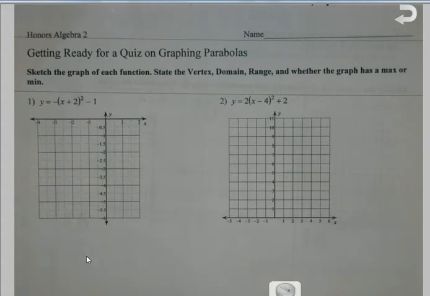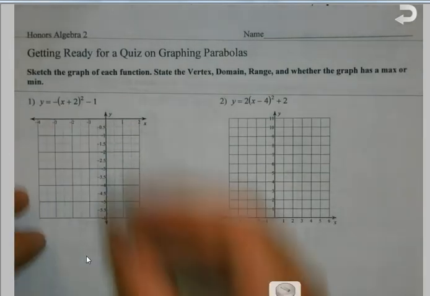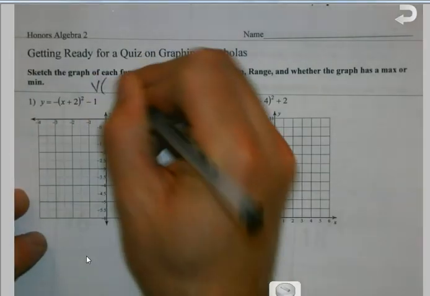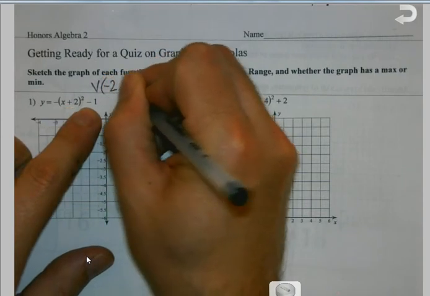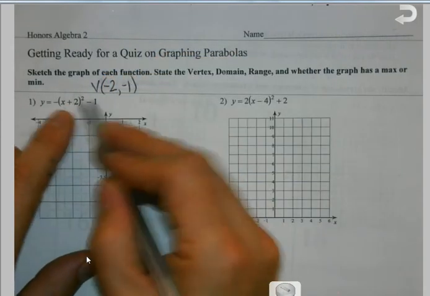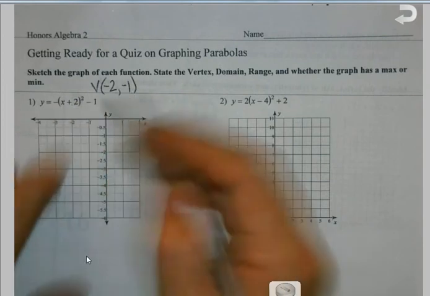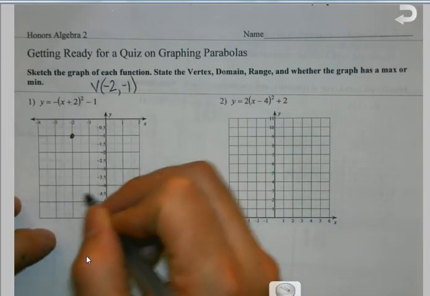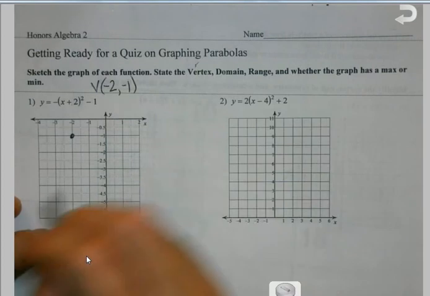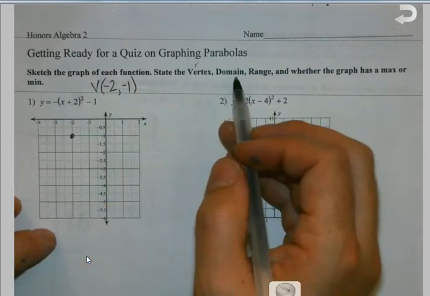When we're sketching the graphs of these, one of the original things we want to do, especially if something's in vertex form like this, is go ahead and get the vertex first. And again, it's always the opposite of h and then my k value if it's set up like this. The opposite of what's in the parentheses and keep this. So that'll get me my first point. So there's my vertex. Okay, domain and range we'll get once we've got it sketched here.